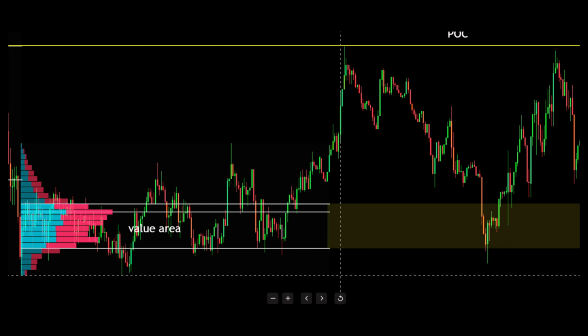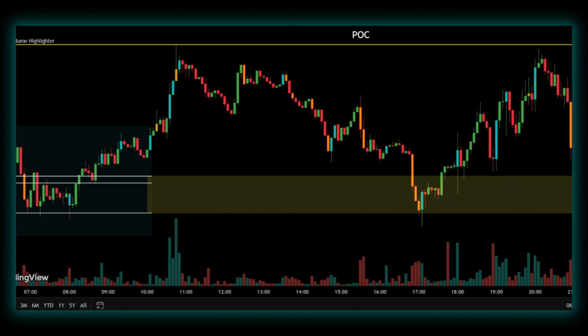But before we wrap this up, let me show you the final puzzle piece for entering a trade. How do we actually know the institutions are defending these value areas? We look at the traditional volume bars right here at the bottom of the screen. For example, look right here. The price hits the POC and the sellers step in. Now the price drops directly into our previous value area.